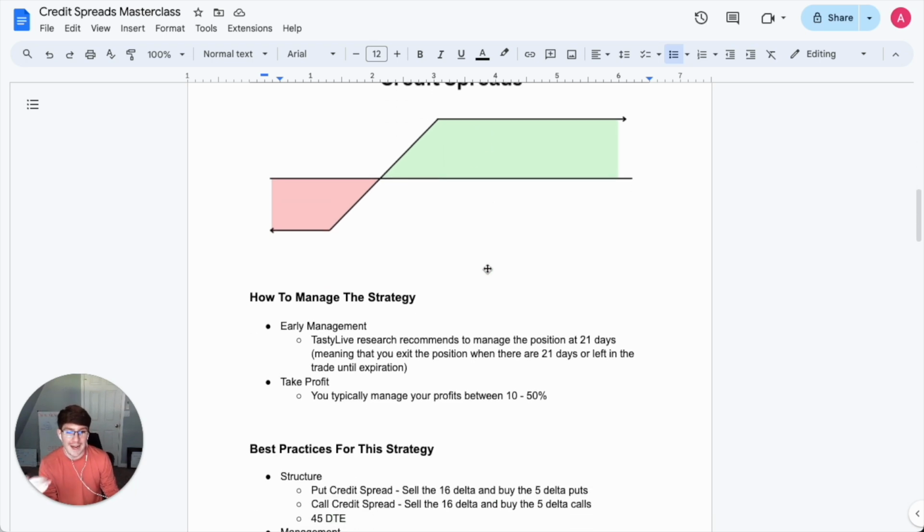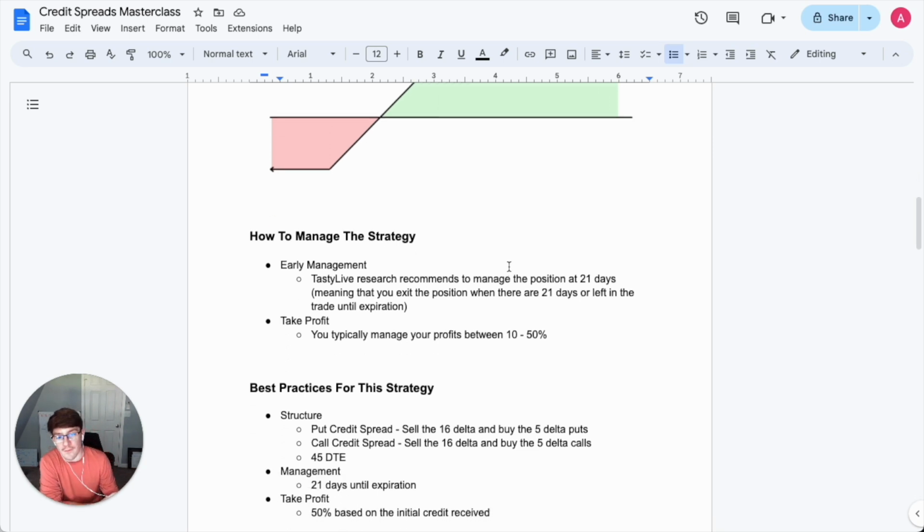Now, how do we manage this trade? Well, Tasty Live, because it's a defined risk trade, typically says 21 days until management, which means that when there's 21 days or less left in the trade, that's when we close the trade. We don't really have to have a stop loss on it because we bought or sold that other option. We're now defining that risk, so we actually already have a stop loss built in.